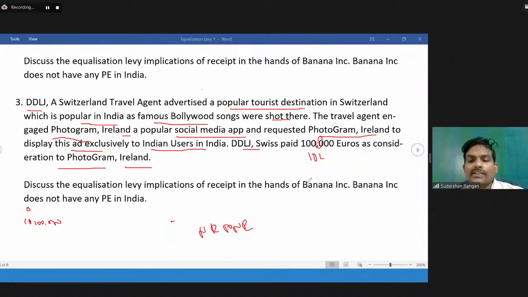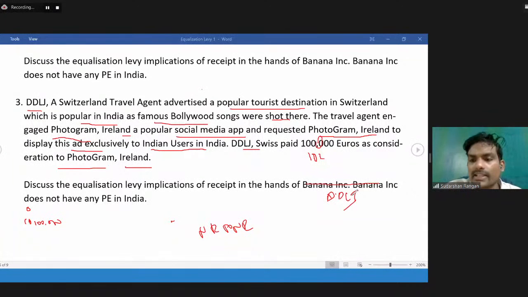Discuss the equalization levy in the hands of DDLJ. To repeat, he's a Swiss travel agent. So what it saw is, okay, there's a popular song that is shot here in Switzerland, so Indians go crazy. Now Indians like traveling, middle class, high middle class, so they all come to Europe. So it's a good way to attract them next time, of course, in a non-COVID scenario.